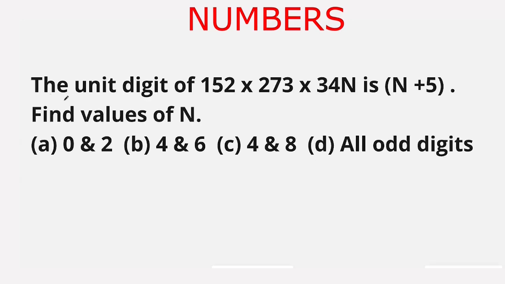Our question is, the unit digit of 152 multiplied by 273 multiplied by 34n is n plus 5. Find values of n. The given options are option A 0 and 2, option B 4 and 6, option C 4 and 8, option D all odd digits.